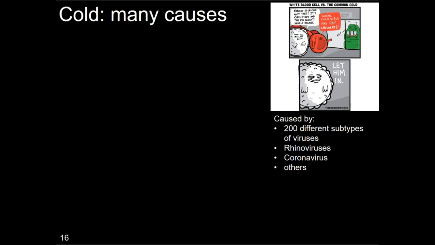One of the things that we do know is that there are over 200 different subtypes of viruses that can cause the common cold. This makes it very difficult to make something like a vaccine against the common cold because there are so many viruses that can cause it. These include rhinoviruses and coronaviruses and some others. Those are the two main types of viruses.